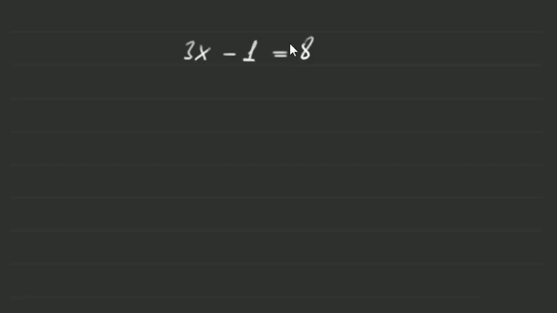To solve an equation, we need to figure out the unknown value for x. First, we need to move -1 from the left side of the equation to the right side. When we move a number from one side to the other, we must change the sign before the number to the opposite one. So minus we must change to plus.